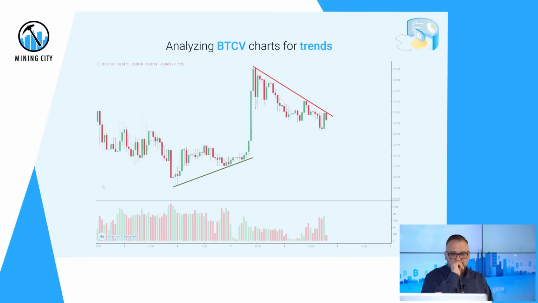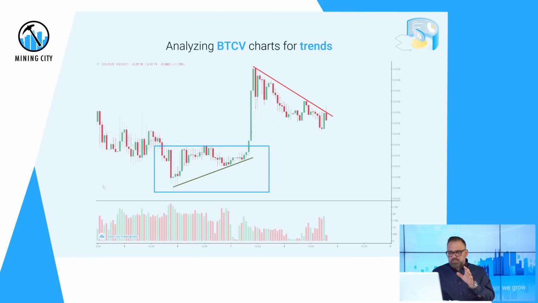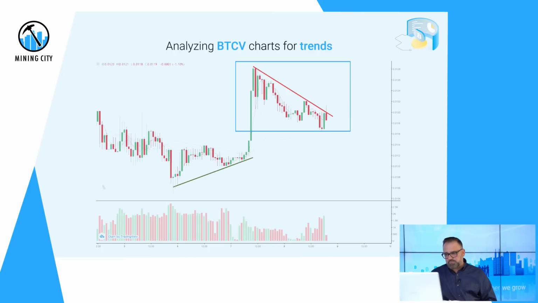You see, we can see that by connecting the lows, right here, there is an upward trend, as you can see that the price of BTC rises. And in a similar way, by connecting the highs, the red line over here, we can see a downward trend as the price of Bitcoin Vault drops. So now you can see the trends, and I hope that you understand what they are.